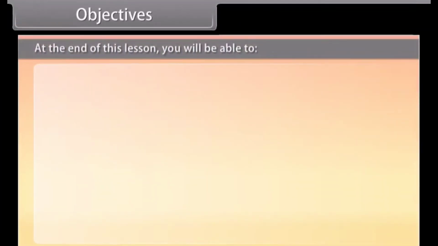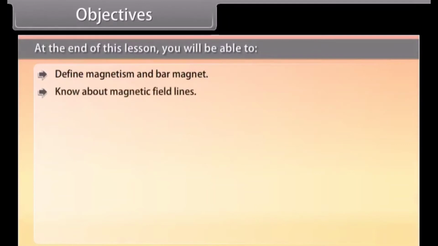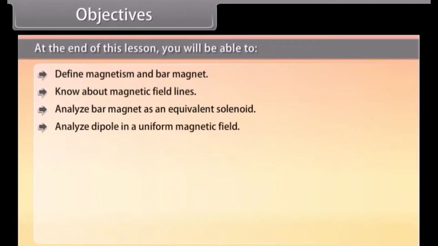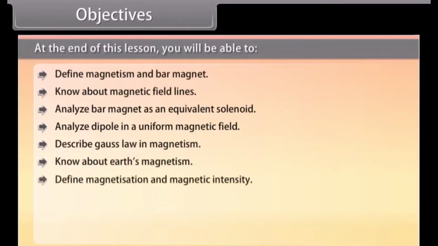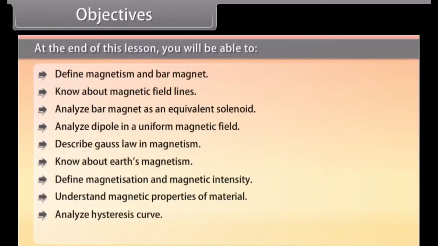At the end of this lesson, you'll be able to define magnetism and bar magnet, know about magnetic field lines, analyze bar magnet as an equivalent solenoid, analyze dipole in a uniform magnetic field, describe Gauss's law in magnetism, know about Earth's magnetism, define magnetization and magnetic intensity, understand magnetic properties of material, analyze hysteresis curve, describe permanent magnets and electromagnet.